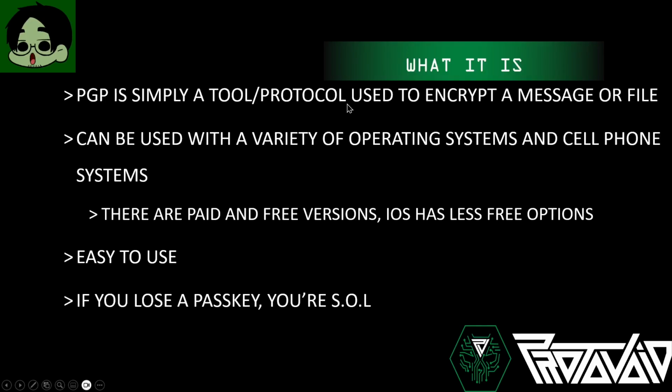So, what is it? It's a tool or protocol used to encrypt a message or file. And I guess I kind of misspoke in the beginning when I say it's for transfer. You can encrypt a file and then transfer that file. There are other ways to transfer a file that I'll go over in another video. One of them is called Onion Share, and that one's a little bit more secure. But you also would like to use PGP to send the message across, and again, get that to another video.